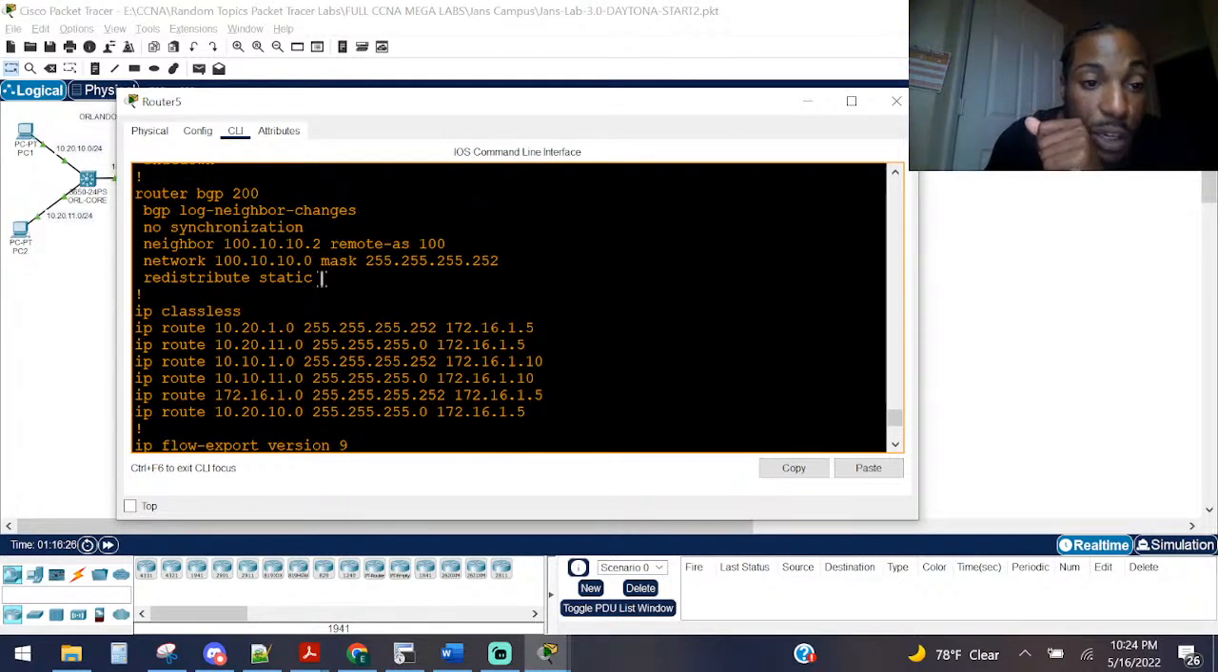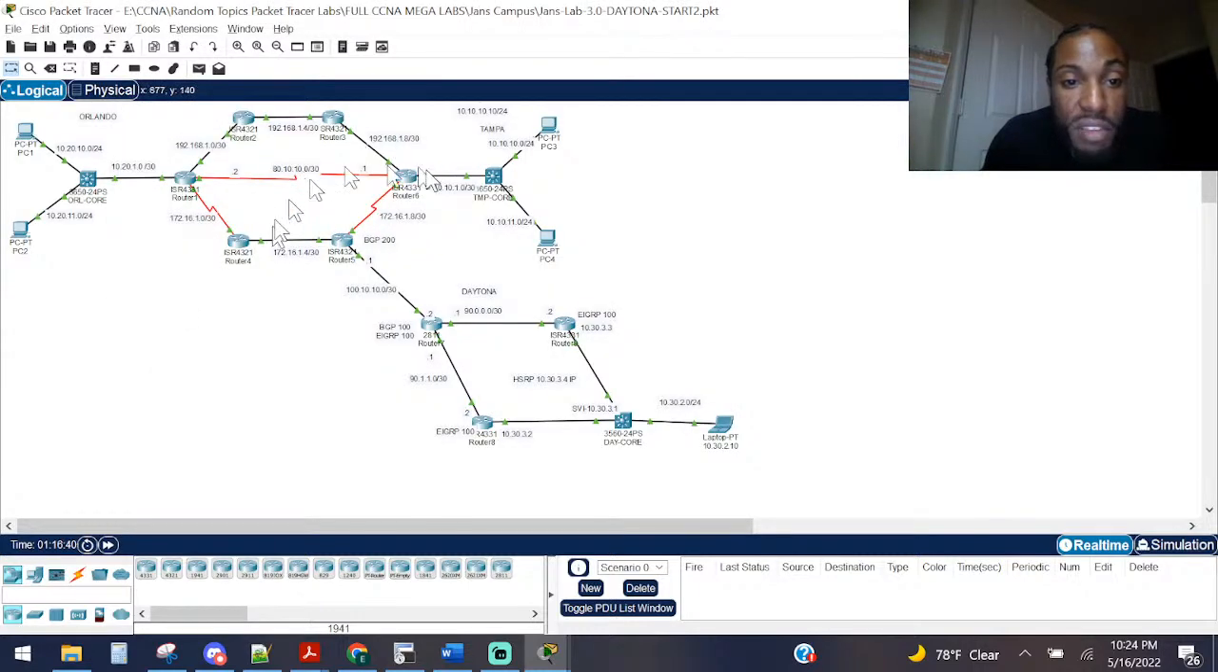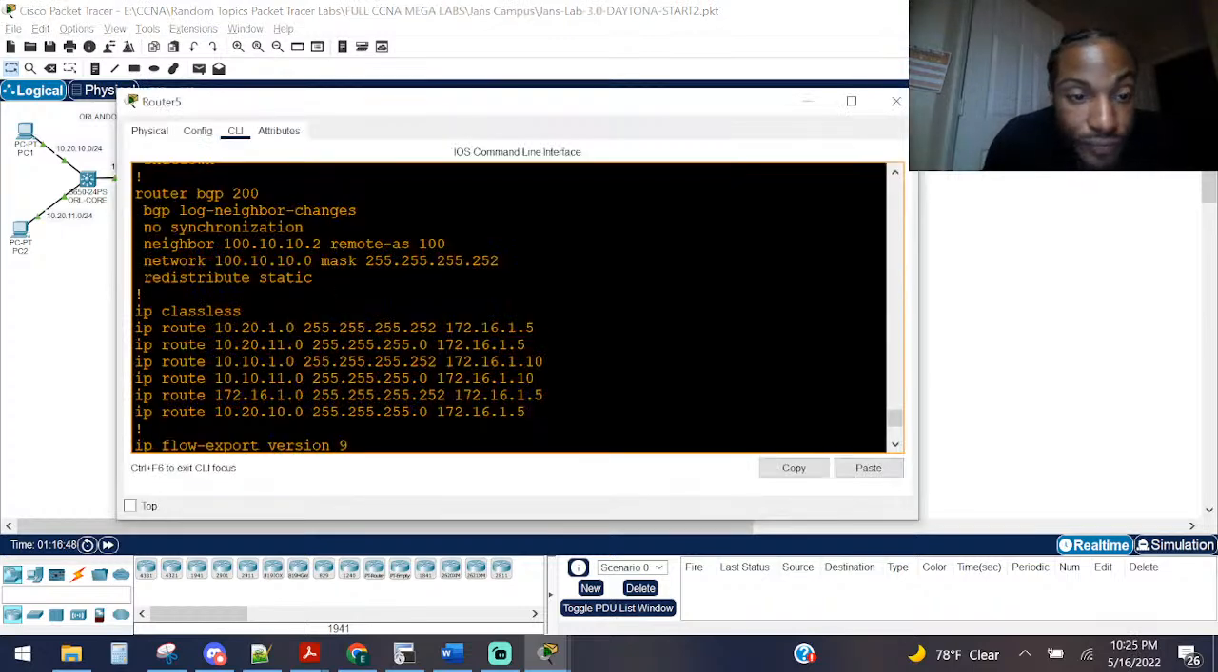See, I'm redistributing my static routes. It's possible that I need to redistribute my connected routes. But if I do that, I'm redistributing them in BGP 200, and these guys are not participating in BGP. How can we advertise these networks back here? Anybody know the answer to that?